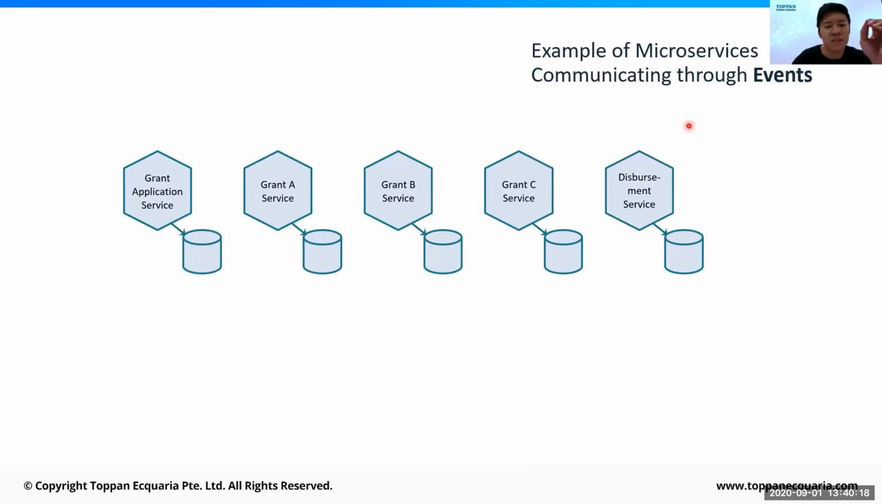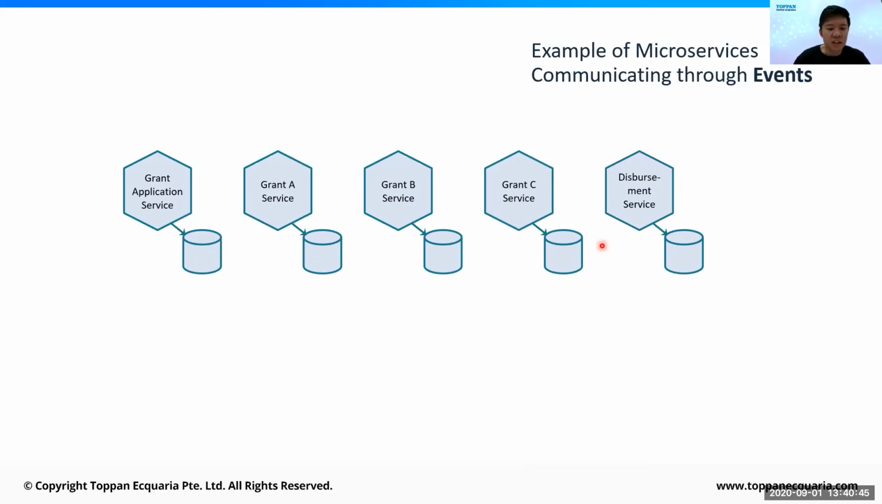In the event-based microservice design, similar to REST-based, we have cut the functionalities into individual services. It's the same set of services that you saw earlier, where you have a grant application service to receive the applications. You have the multiple services, grant A, grant B, grant C service to process individual different types of grants, and the disbursement service to actually handle the disbursement. And similarly, each of these services will have their own data persistence store.